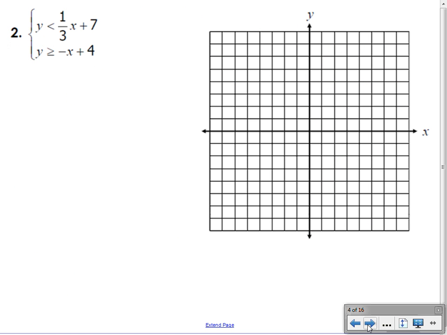Okay, let's look at another one here. So again, I'm going to color code. And we're going to take a look before we even start at whether it's going to be solid or dashed and if we're shading above or below. So less than symbol. It's going to be a dashed line. And we're going to shade below. So we have a y-intercept up at 7. The slope here is 1/3, so up 1, right 3. And then we got to start backtracking here. Okay, and we're doing a dashed line. Okay, now we said we're shading below.